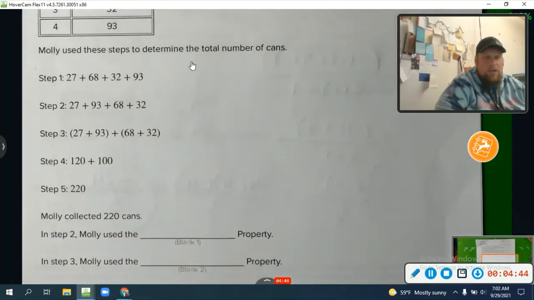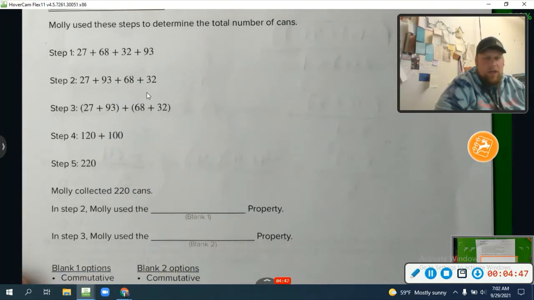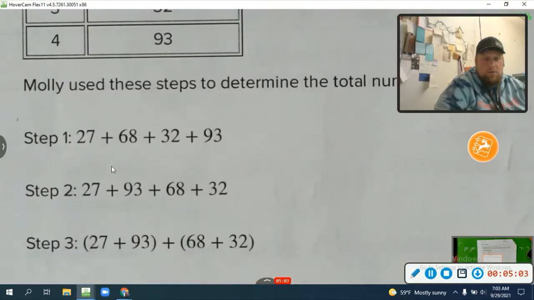So we don't really need to look at that list. We're just going to look at the list: 27 plus 68 plus 32 plus 93. And then what happened? Well, she moved things, 27 plus 93 and 68 plus 32. Then she grouped them, added them, and solved.